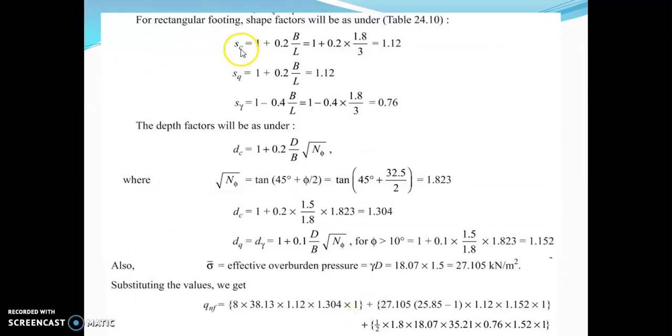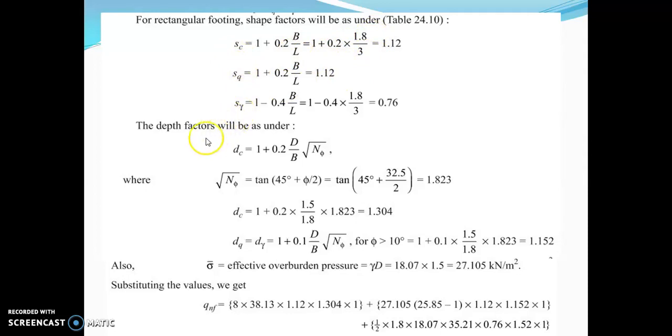Then find the shape factors. Where are the shape factors? Shape factors, you'll have to go to page number 8 again. Now what is the shape of this particular footing? It's a rectangular footing. So width given is 1.8 and the length, L is a larger dimension, B is the smaller dimension. So smaller dimension is 1.8, we take it as B. Larger dimension is 3, we take it as L. So from B and L values, we get the value of SC, SQ, S gamma.